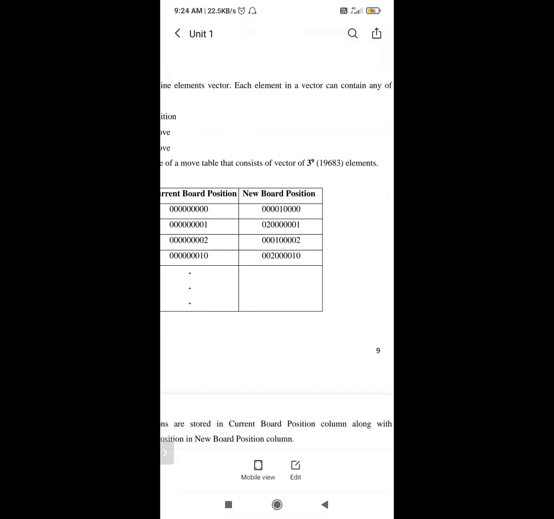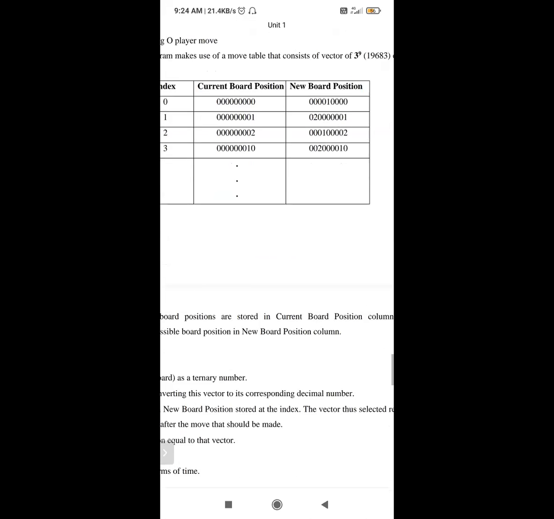Okay, now the second move is made. So this should be converted to this particular one. Okay, so it should be converted to a decimal number. So like that, each and everything will be converted to a decimal number whenever a new move is made. Okay. Next, get the vector from the new board position stored at the index. The vector thus selected represents the way the board will look after the move that should be made. Now, set the board position equal to that vector. Like that, every time the move is made, that should be converted to a decimal number and stored in the new board position.